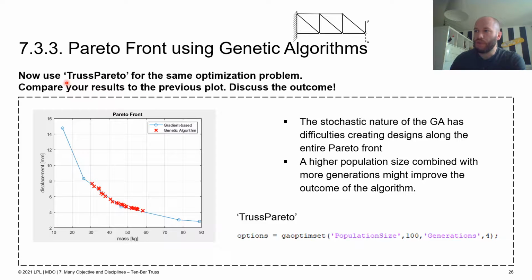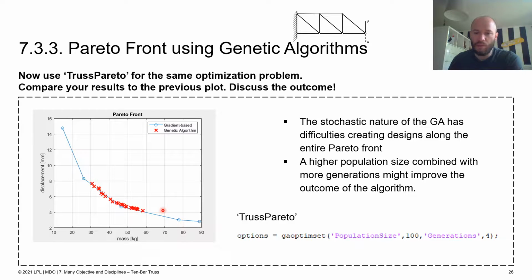Now the structure of the files is the same as for the last exercise. The only difference is we don't need to set up this multi-objective function, but we just give the two objective functions instead. And here we run the truss Pareto script, and the results are depicted here. So we see that there are a lot of designs along the computed Pareto front. Remember, this is the Pareto front based on single gradient-based optimizations.